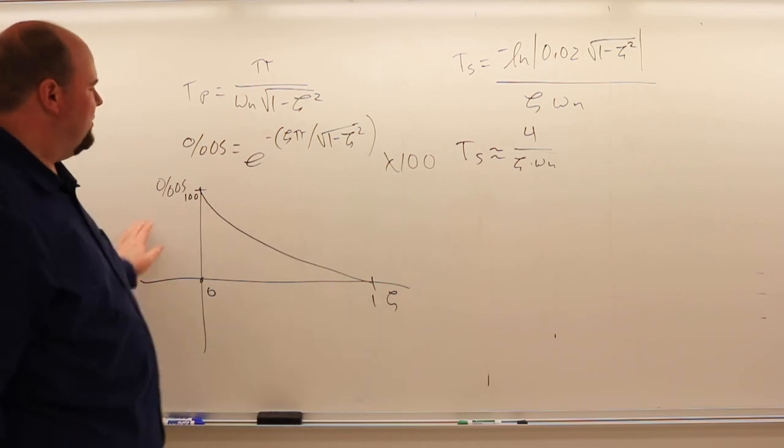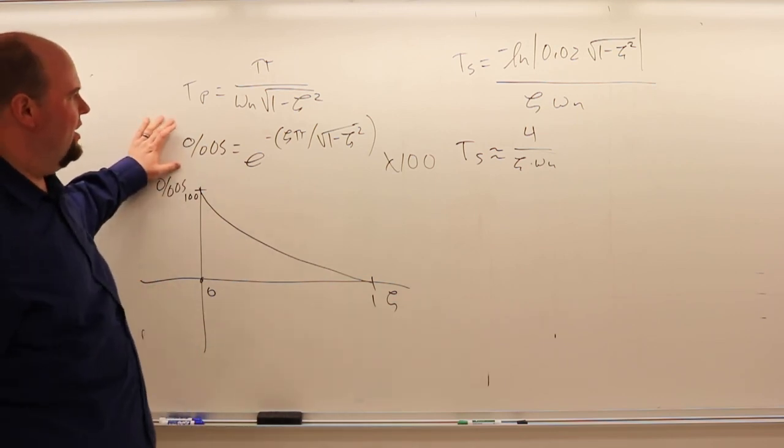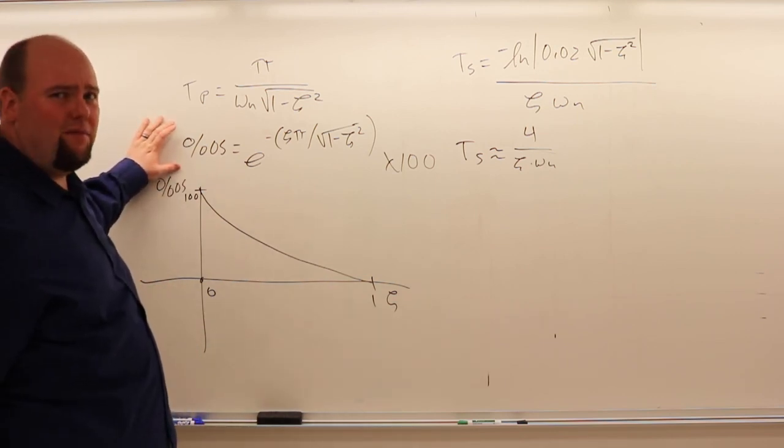Why does percent overshoot not have a natural frequency term? How come this is the one component that doesn't have that? Talk amongst yourselves. Pause the video.